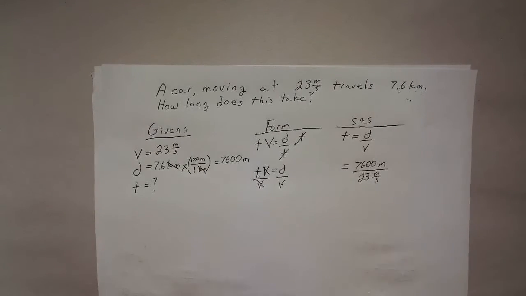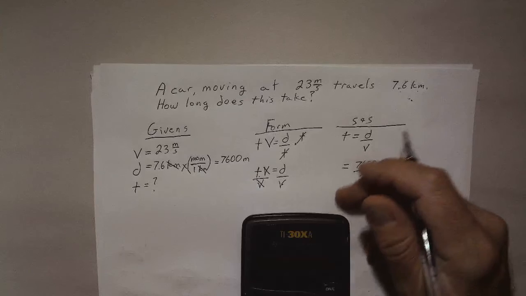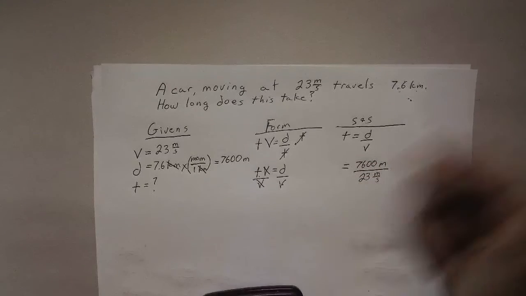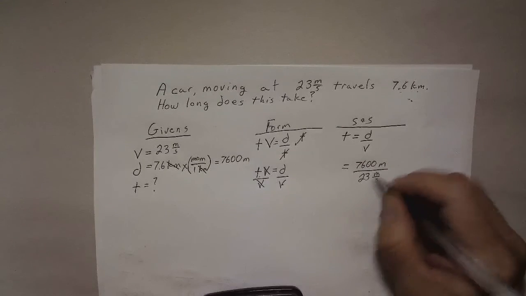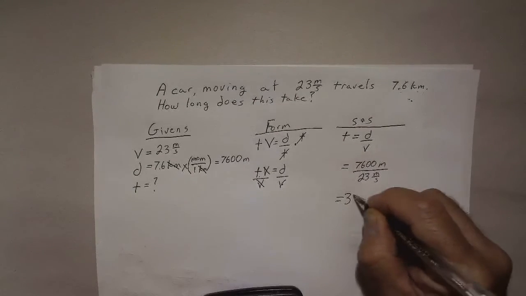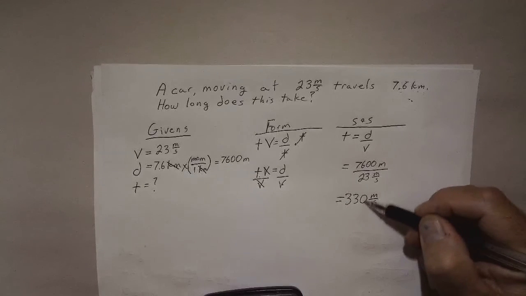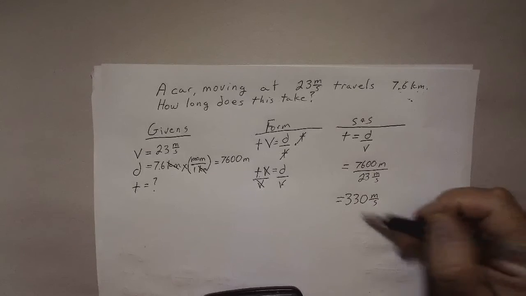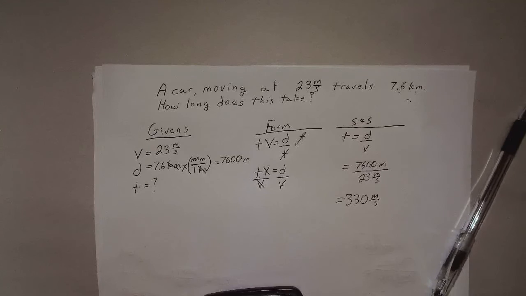All right, so what do we have there? 7,600 divided by 23 equals 330.4. Well, how many of these are we allowed? Well, we're just allowed 3 of them. We have 2 significant figures there, so we could say 330 meters per second. Knowing that this number is vague, these numbers we're certain of. 330 meters per second.